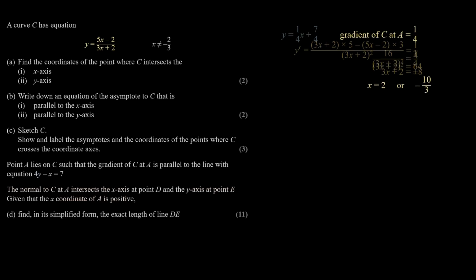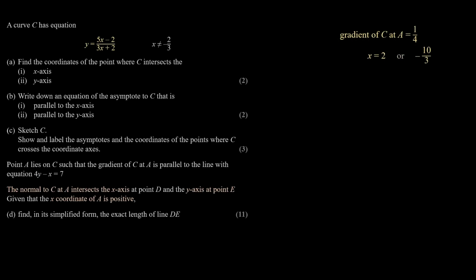The problem states that the normal to the curve at A intersects the x-axis at point D, where x is positive, and also intersects the y-axis at point E. We need to find the length of DE. The gradient of the normal at A is negative 4, which is the negative reciprocal of the gradient of the tangent. We will check which value of x to take.